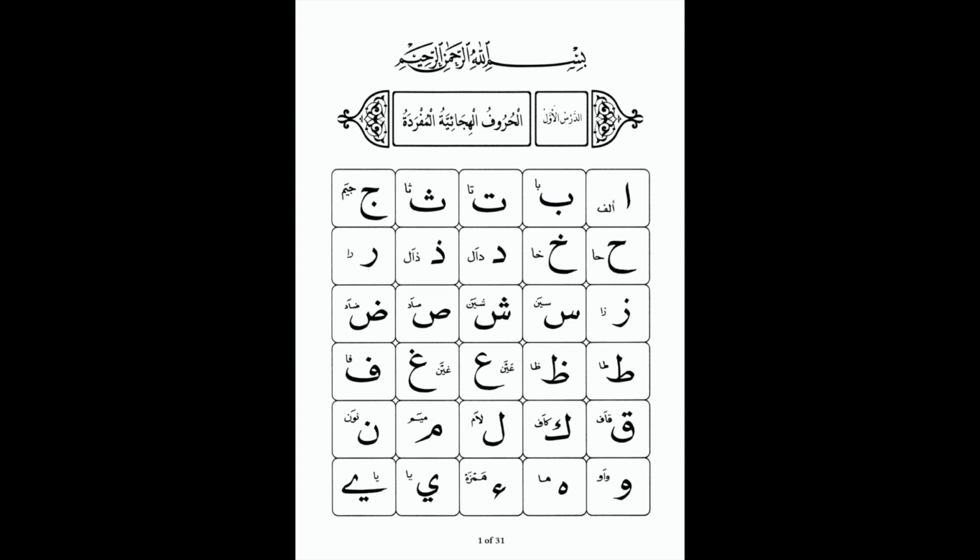Sad, zay, sin. These three letters come from the tip of the tongue, which is touching the back of your teeth, the top front incisor. Sorry, the bottom front incisor. Sad, sin, zay from the same place. Okay.